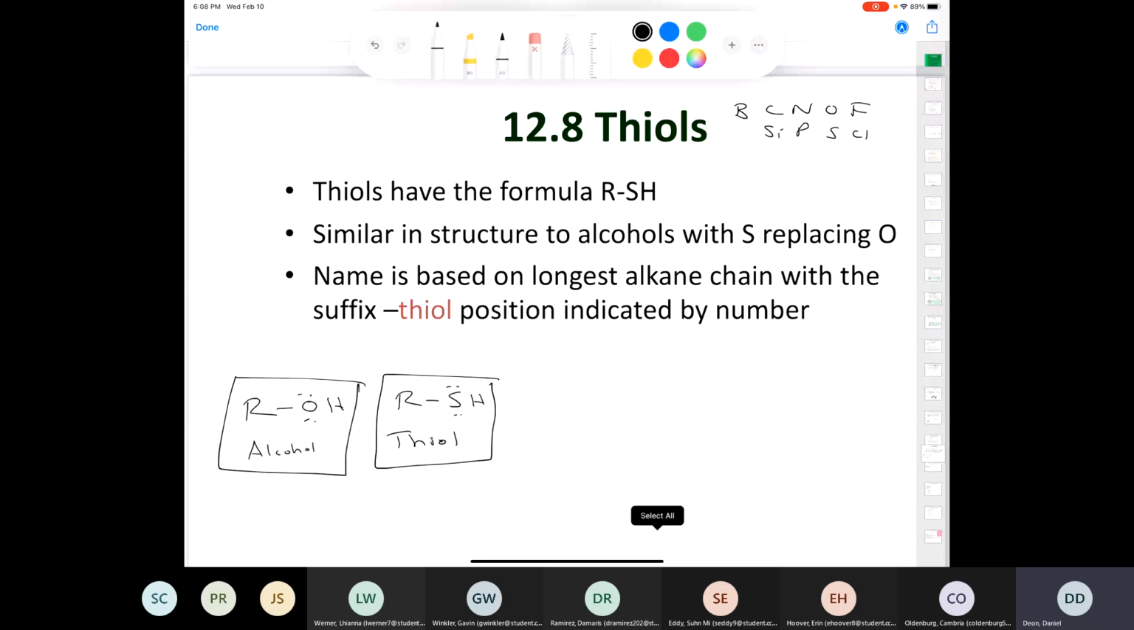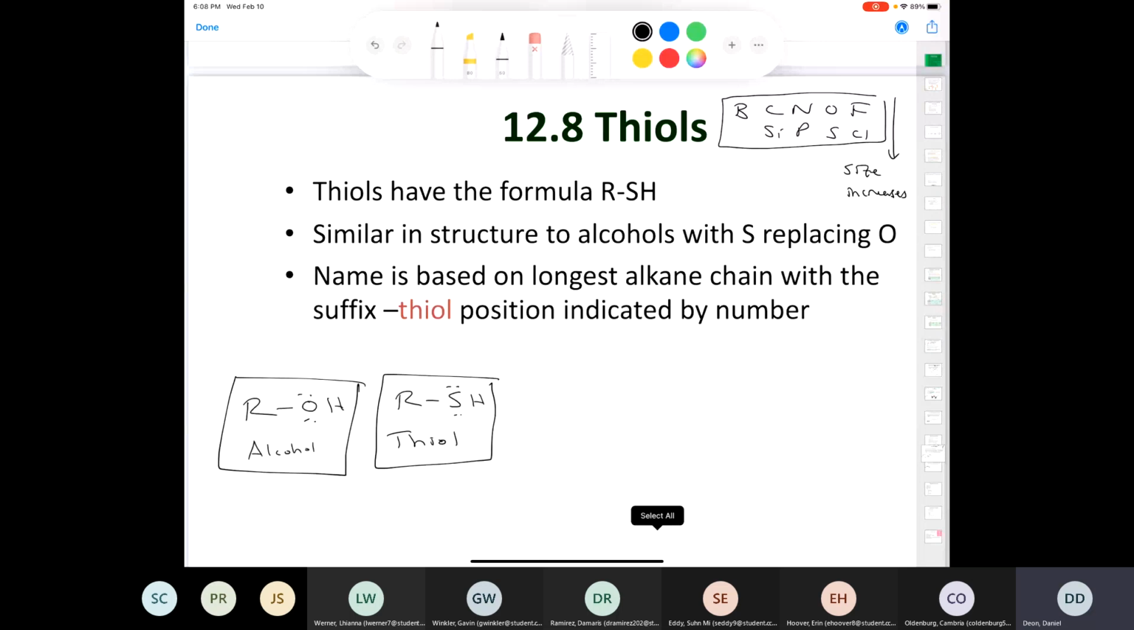Which one would be larger, oxygen or sulfur? And I've drawn a little bit of the periodic table up here to help you. Yeah, sulfur is larger, right? Because we know that as we go down a group, atomic size increases. So size increases like that, okay?